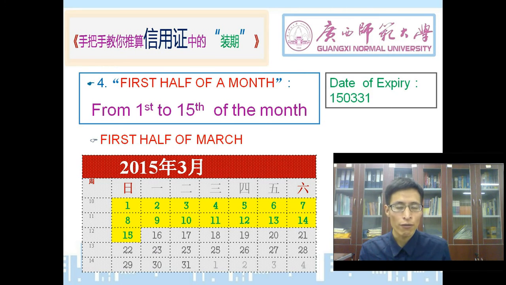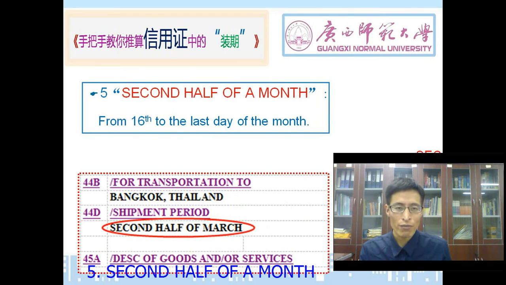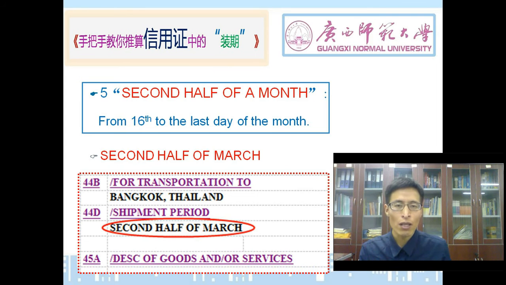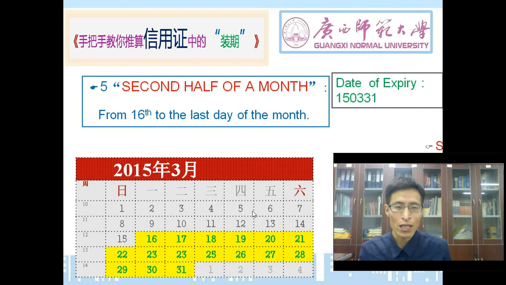Okay, let's go on to see the fifth way of expression about shipment period, that is second half of a month. In these situations, you have to remember that the period of time refers to from 16th to the last day of the month. And also we use the expression second half of March as an example to illustrate this period of time. Here we use a calendar just like this. Second half of a month, from 16th to the last day.